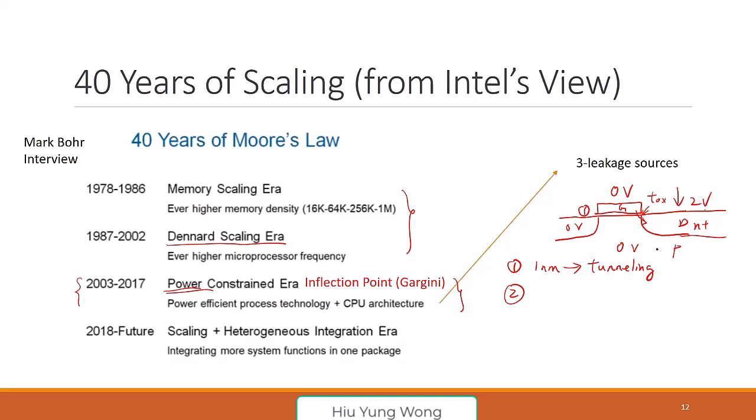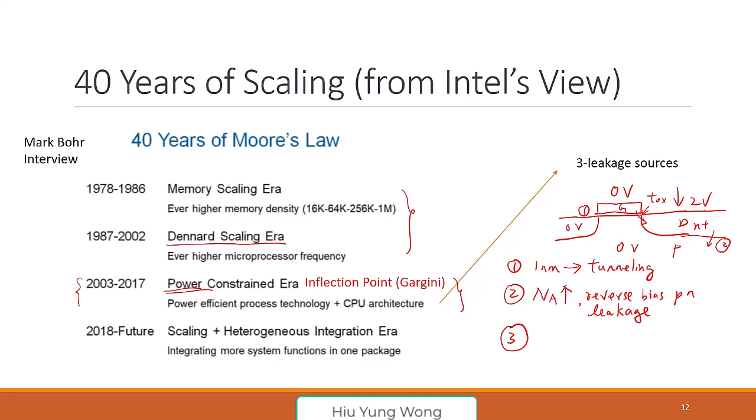When it is reverse bias, you don't expect any current. However, when the doping is so high, we keep increasing the doping, then the reverse biased PN junction is going to be very leaky. I'm not going to discuss this. We will discuss this later, but not here. This is the so-called band-to-band tunneling.